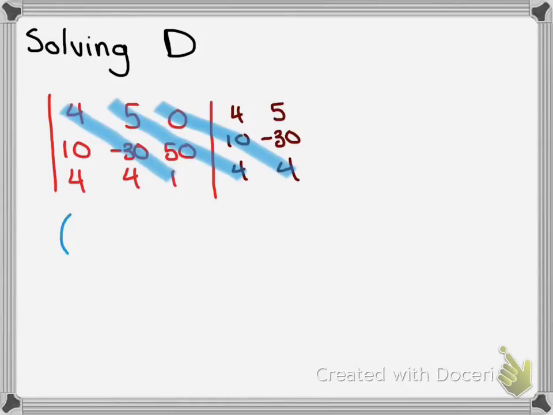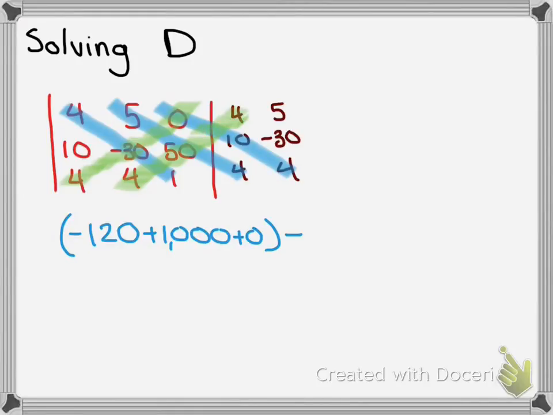So 4 times -30 times 1 is -120. 5 times 50 times 4 is 1,000. Then 0 times 10 times 4 is 0. Highlighted in green now are the minors that we have to find. 4 times -30 times 0 is 0. Then 4 times 50 times 4 is 800. And 1 times 10 times 5 is 50.